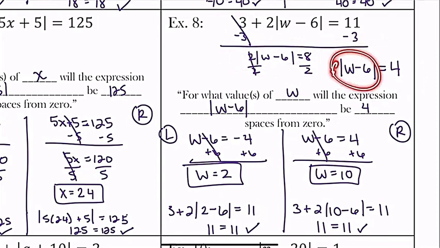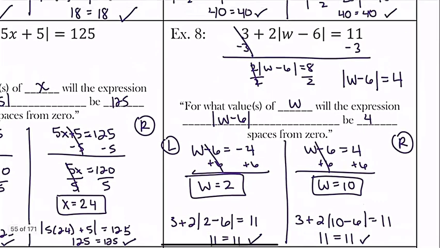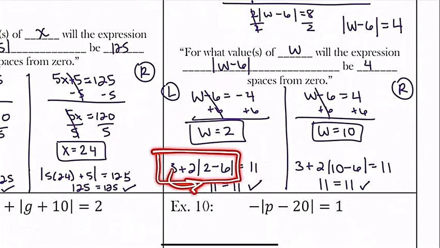Once your absolute value is by itself, then you can split off into directionality, left and right. So here I have: for what values of W would our expression W minus 6 be 4 spaces from 0? Remember, we can go in the left direction, so -4, and the right direction, which is +4. And that got us the 2 and the 10. And then just a reminder, when you're plugging back in to check if your answer is true or not, we plug back into the original equation up here. And I just wrote that right there. And then you just type this whole thing into the calculator and see if it equals the other side.